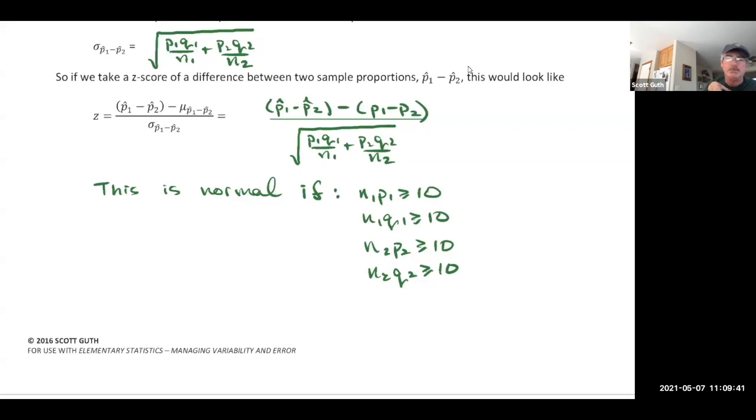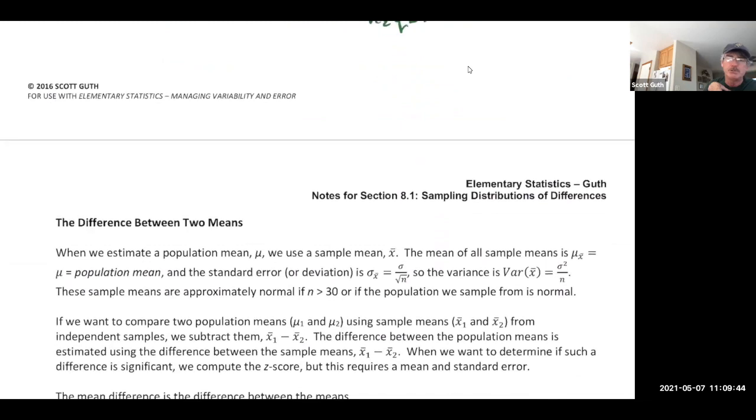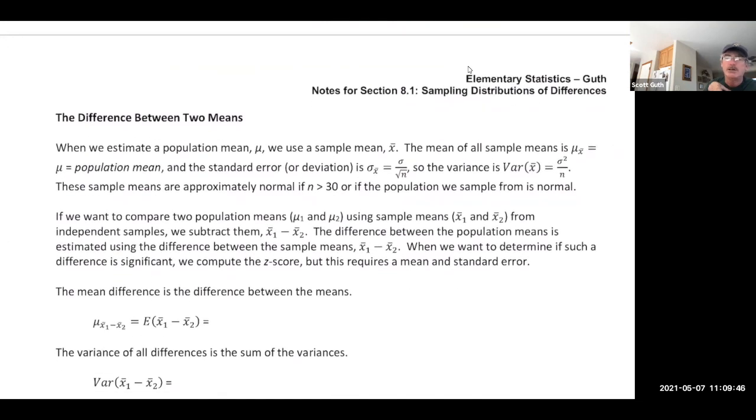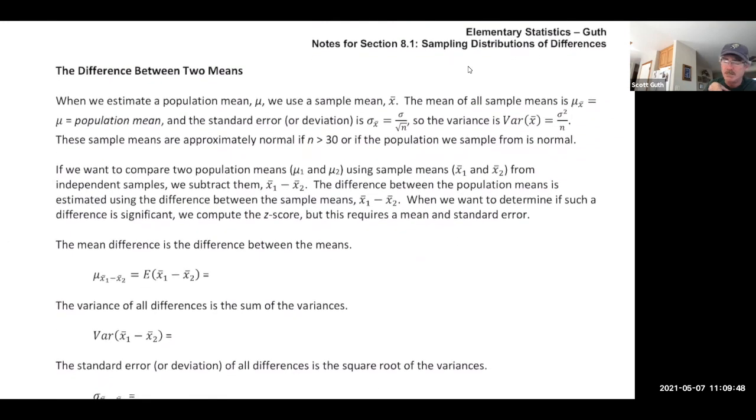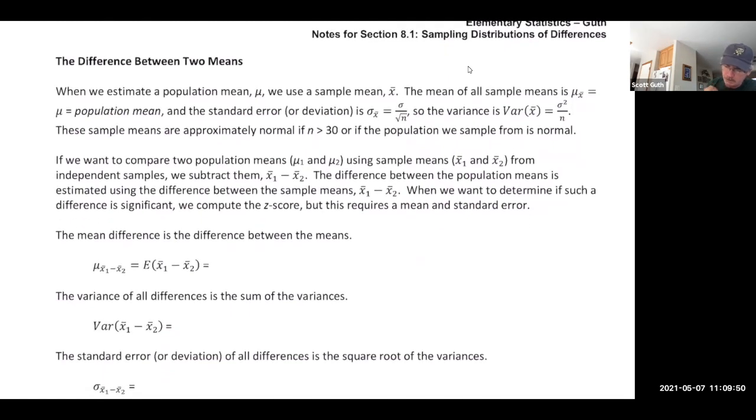There's another one here for the difference between two means. And it's almost the same sentences. I'm going to kind of glide through this a little more quickly. The population mean is mu. The sample mean is x bar. The mean of sample means is the population mean, mu. And the standard error or standard deviation is sigma x bar, which is sigma over the square root of n. And you've seen that in the denominator of your t statistics, but sigma is changed to s there.